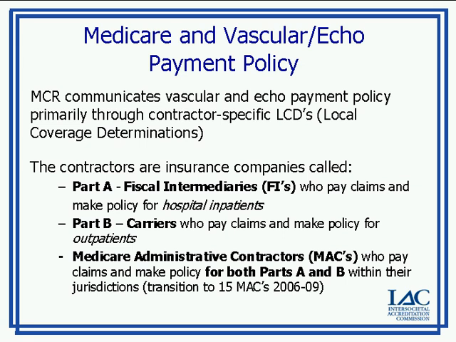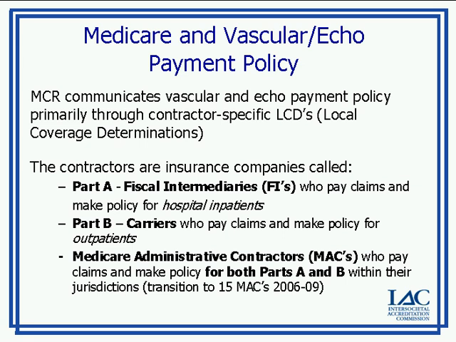Now, the way we find these policies is through looking on the contractors' websites. And to find the contractors, we have to know a little bit about who the contractors are. The contractors are different types of insurance companies. They're either called fiscal intermediaries, and those are insurance companies who pay claims and make policies for hospital inpatient services, which are called Part A services.